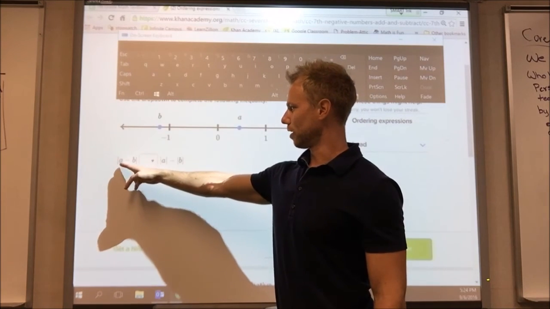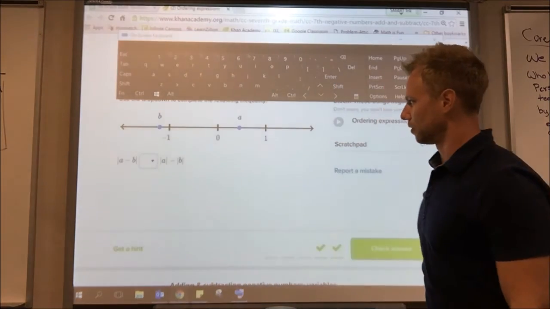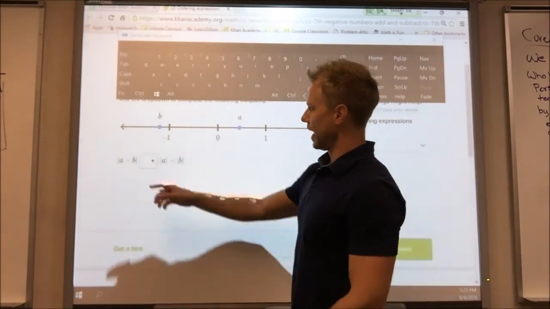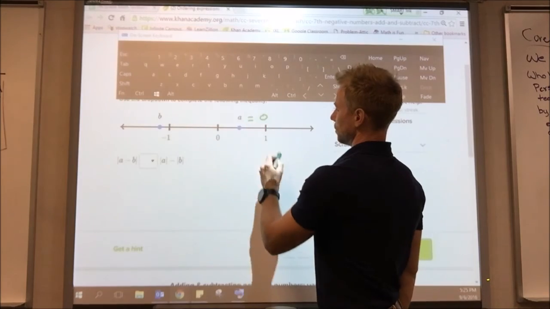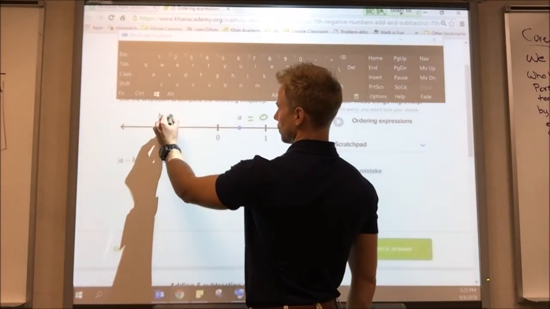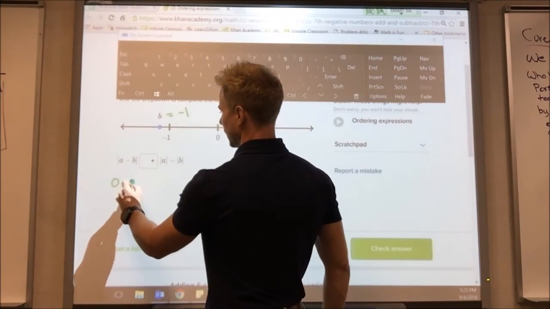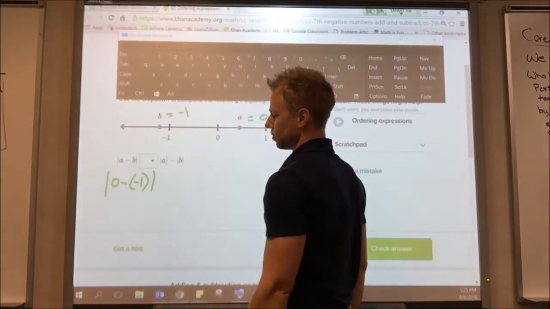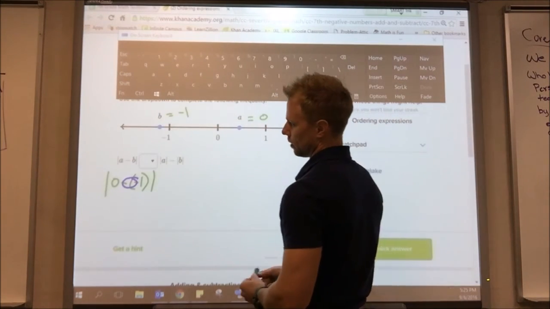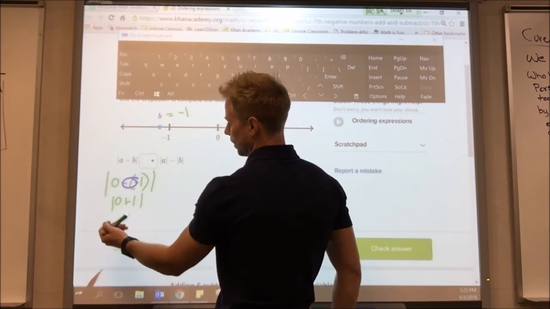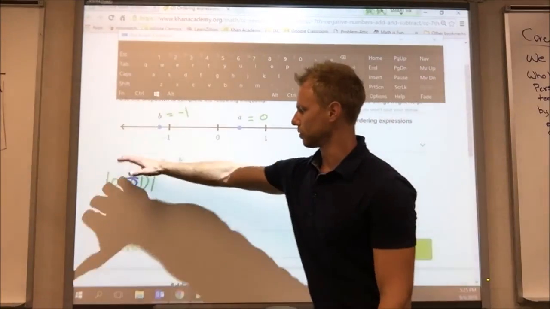Okay? Same thing here. We have to say what's greater than or less than. In order to do that, we have to figure out what the absolute value of A minus B is, and what the absolute value of A minus the absolute value of B is. So A minus B, let's say A is 0. It's a little bit less than half, so we'll say 0. B is -1. So 0 minus -1, absolute value. Right here we have two signs that are the same. So it becomes a positive. 0 plus 1 is 1. Absolute value of 1 is just 1. Okay, so the left side is 1.